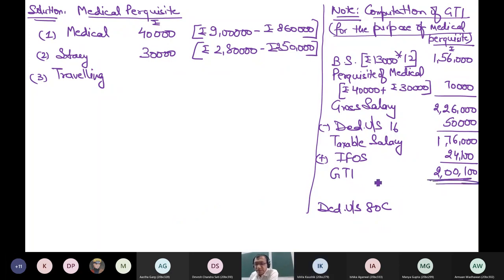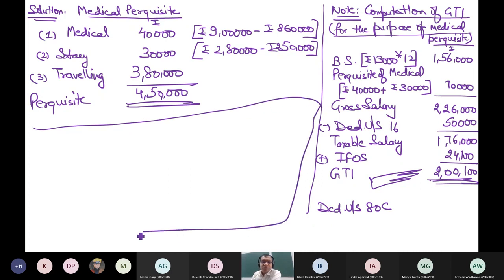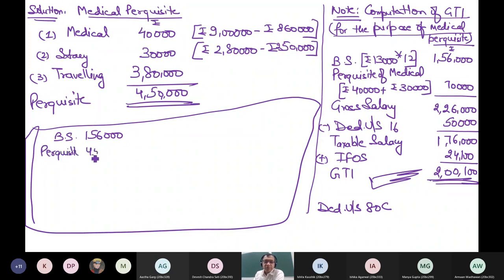So I will end here. And since this is more than 2 lakh, the entire traveling expenditure reimbursed is taxable. This is my total perquisite of medical, 4,50,000. And this is the working note only of gross total income. When I compute the final working, I will show basic salary 156 and I will show perquisite not as 70,000. The perquisite of medical now is 4,50,000.